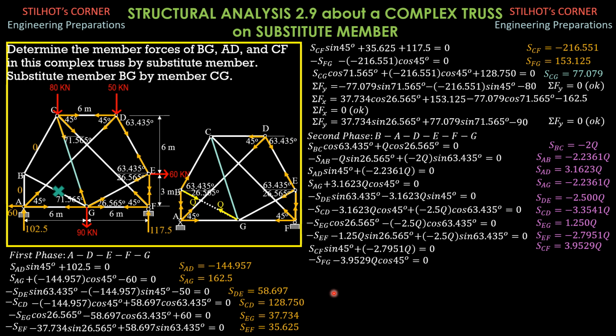Then let's check vertically, summation of forces Y. So we have negative of negative 1.0608Q sine 71.565 degrees minus SCF, so minus 3.9529Q sine of 45 degrees minus SBC, so minus negative 2Q sine of 63.45 degrees. And checking, summation of forces Y is indeed 0. So, okay.